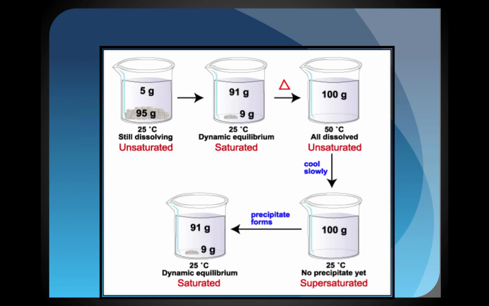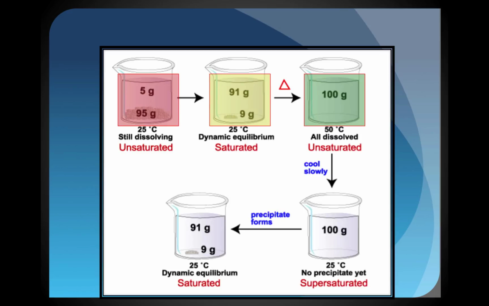So when we consider this process again, we start with an unsaturated solution with more solute still dissolving. We eventually reach the saturation point where the maximum amount of solute is dissolved at the given temperature. Any excess solute stays at the bottom in dynamic equilibrium with its dissolved solute.